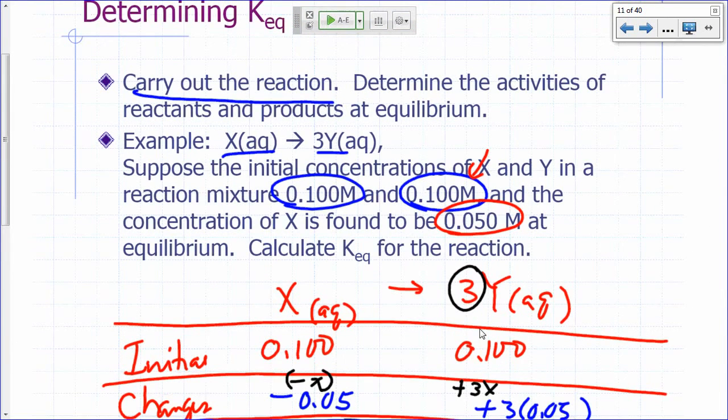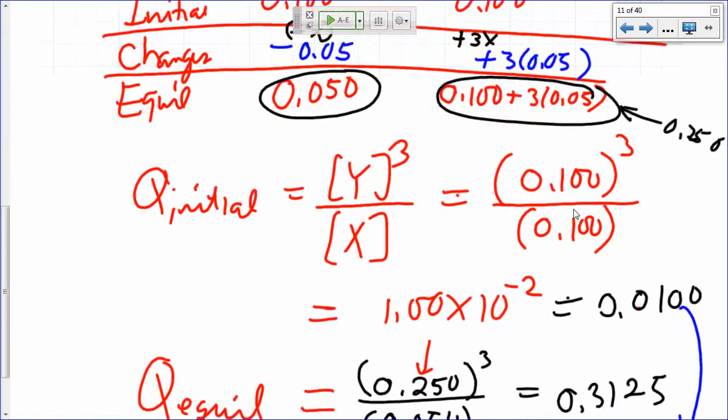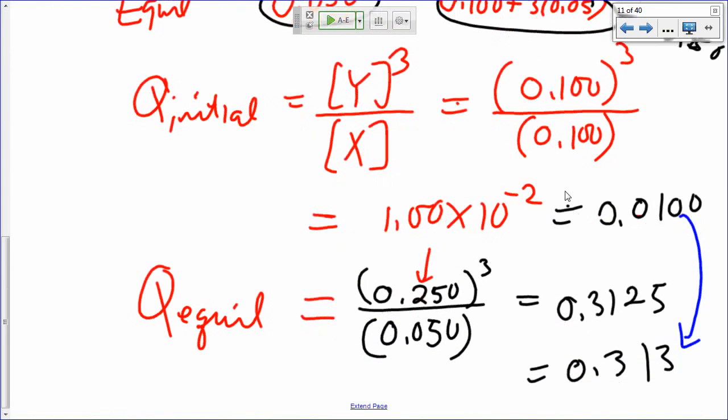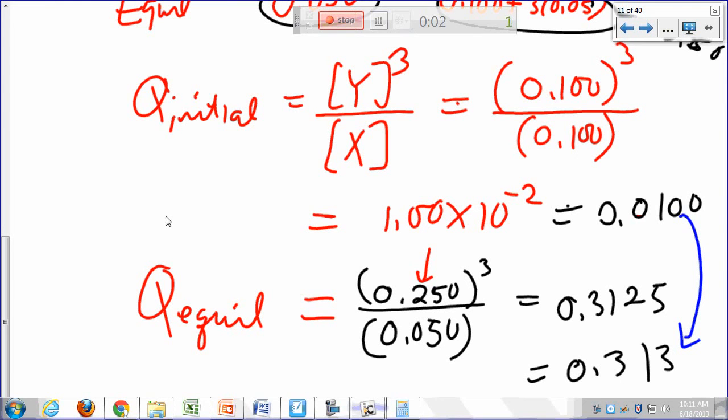You're asked for the equilibrium constant. What's the KEQ for this reaction? Let's see if you've been paying attention. Is it 0.01 or is it 0.313? That's the KEQ.